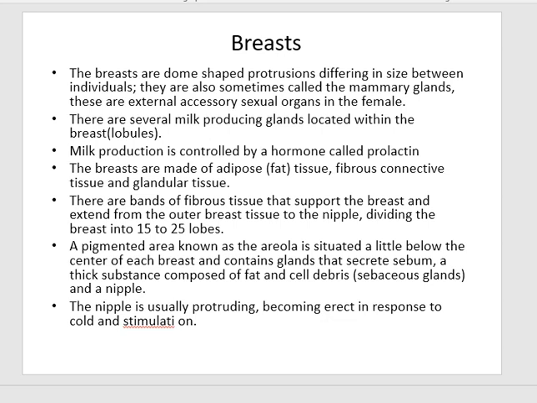There are bands of fibrous tissue that support the breast and extend from the outer breast tissue to the nipple, dividing the breast into 15 to 25 lobes. A pigmented area known as the areola is situated a little below the center of each breast and contains sebaceous glands that secrete sebum, a thick substance composed of fat and cell debris. And there is a nipple in the center. The nipple is usually protruding, becoming erect in response to cold and stimulation.